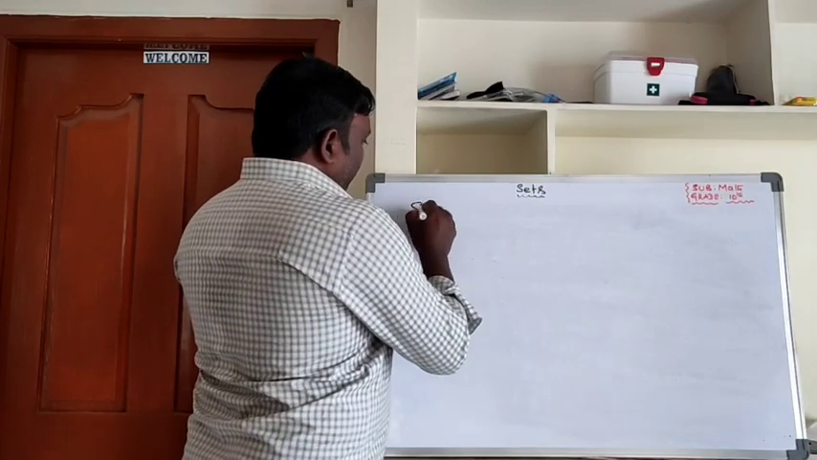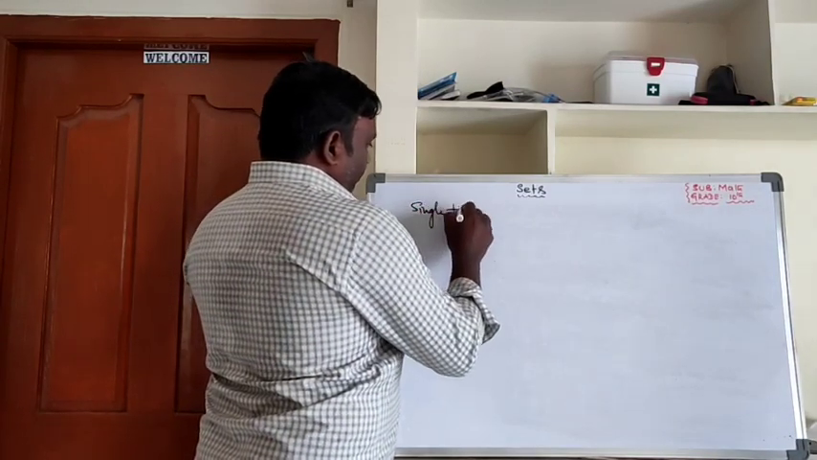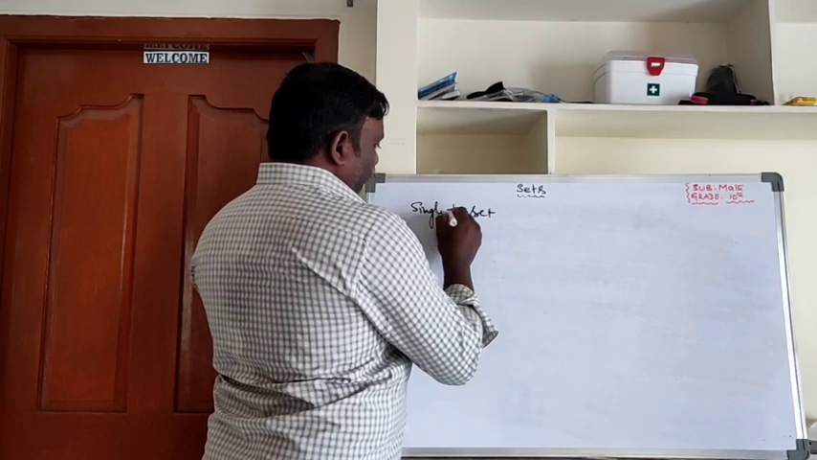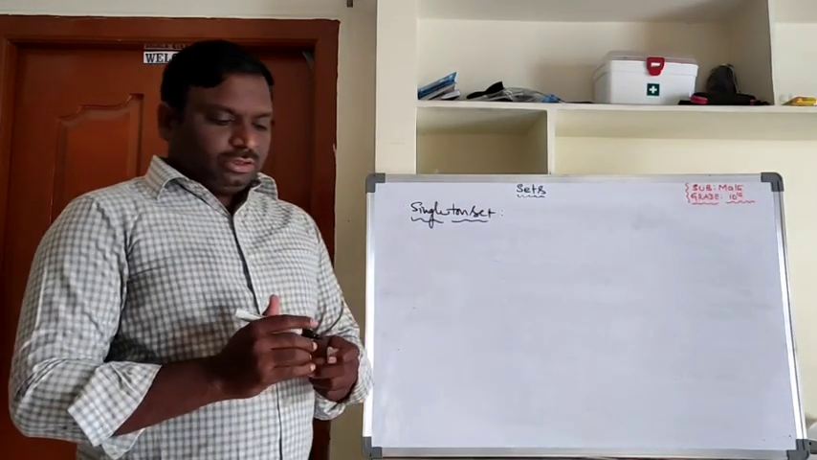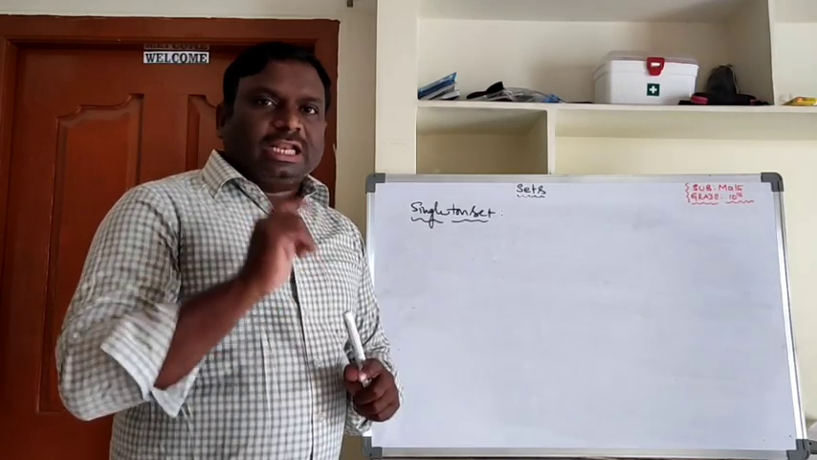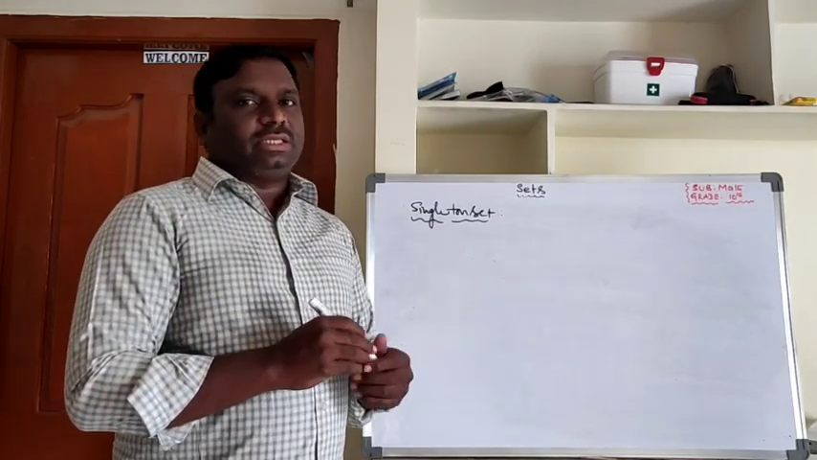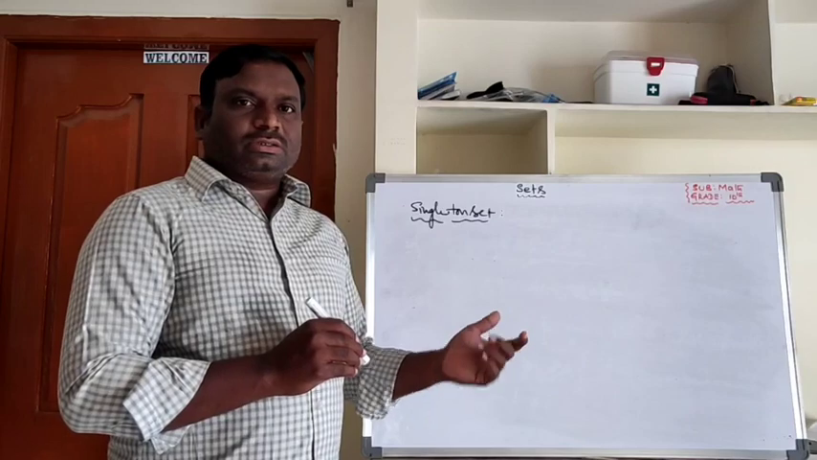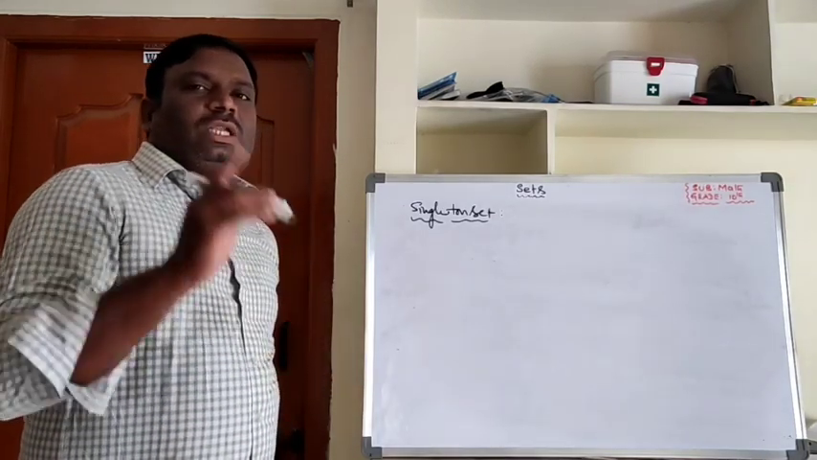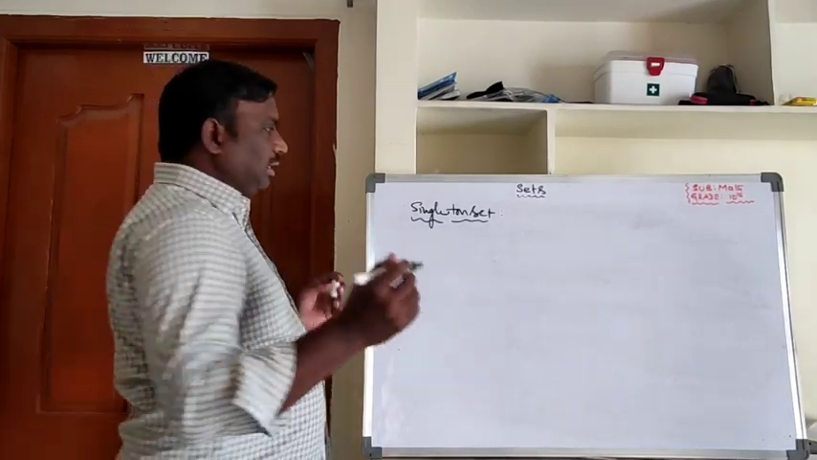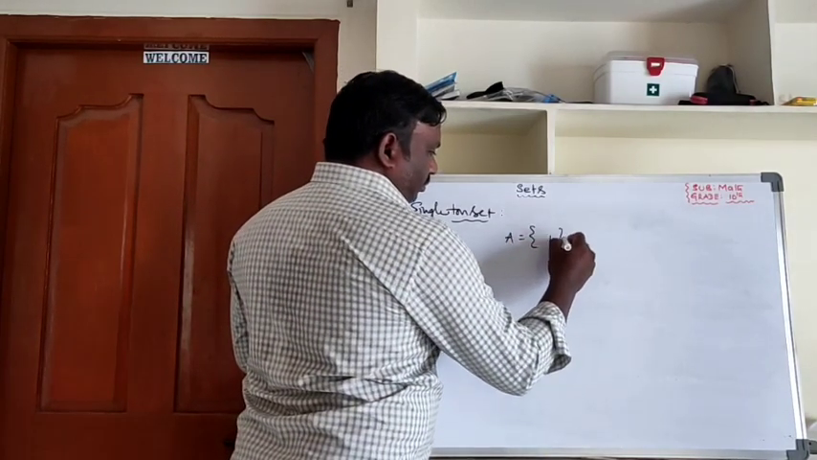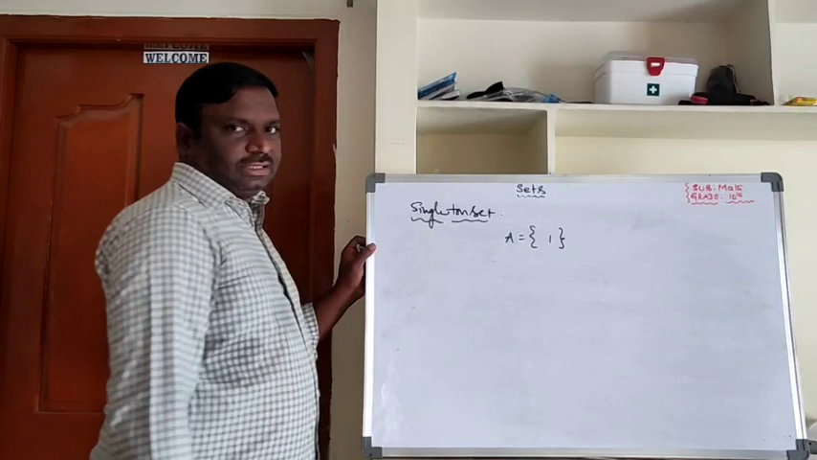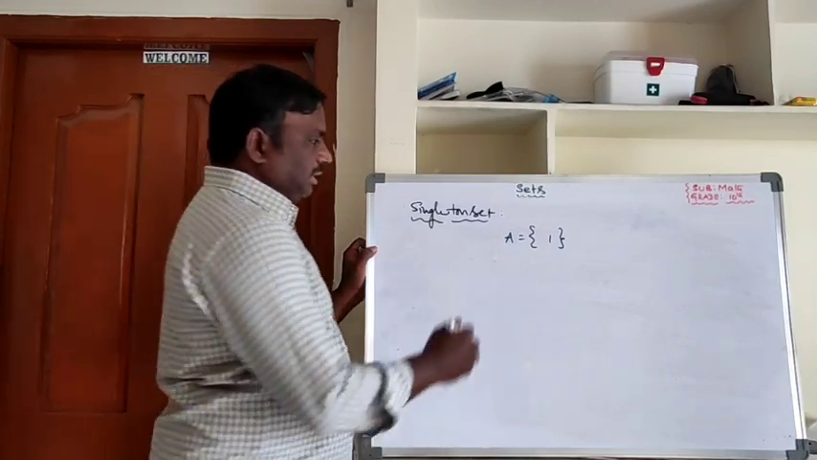So, singleton set. In a set, there is only one single element. It is called a singleton set. In any set, if there is only a single element, it is called a singleton set. That is a singleton set.